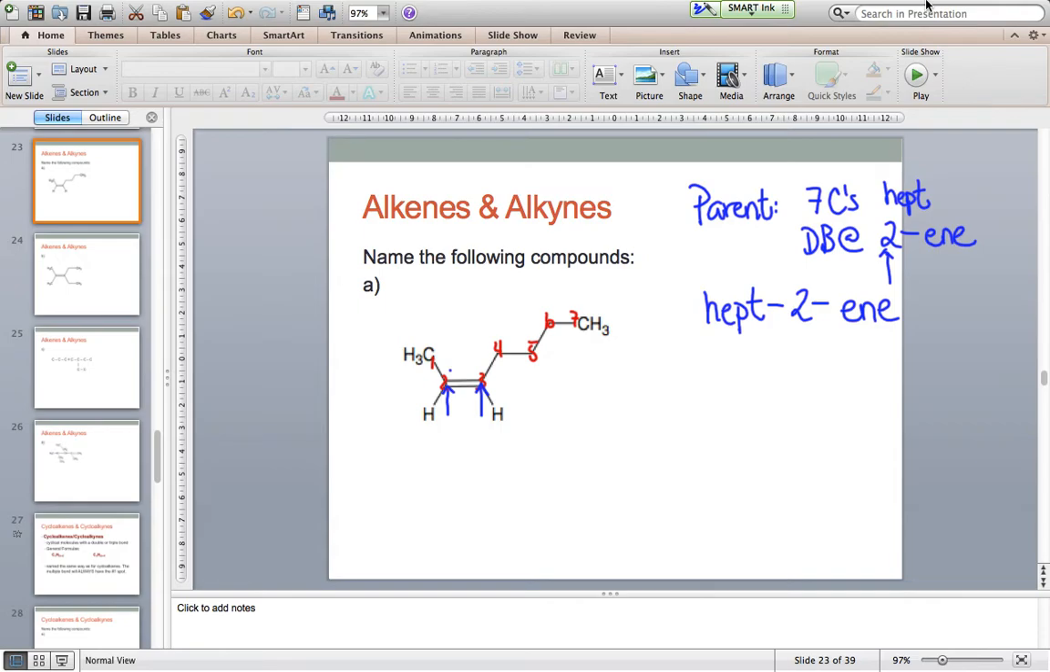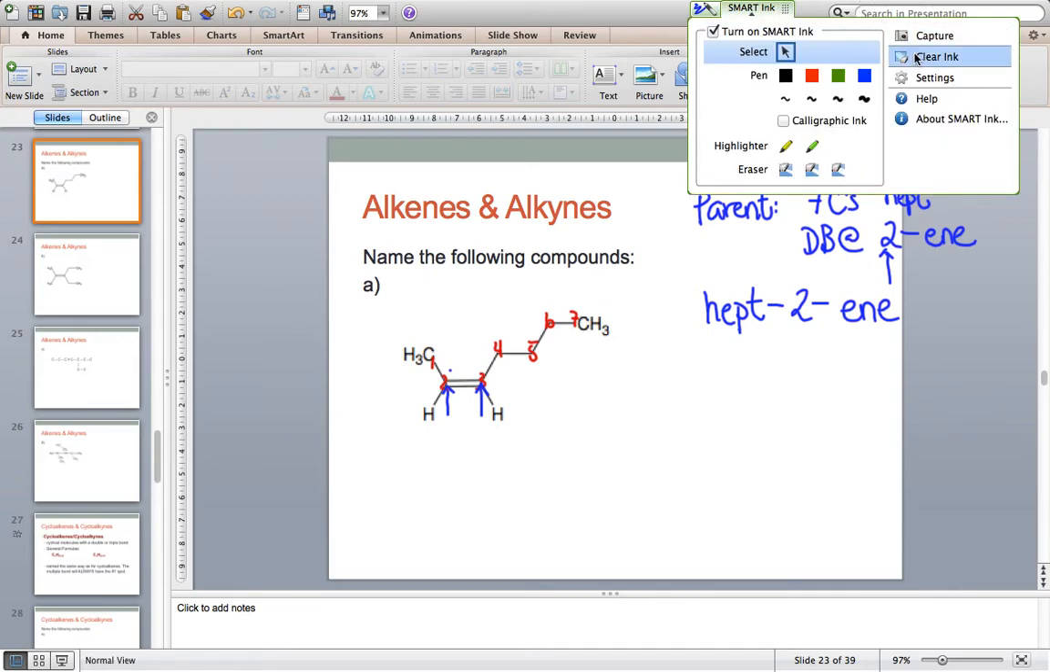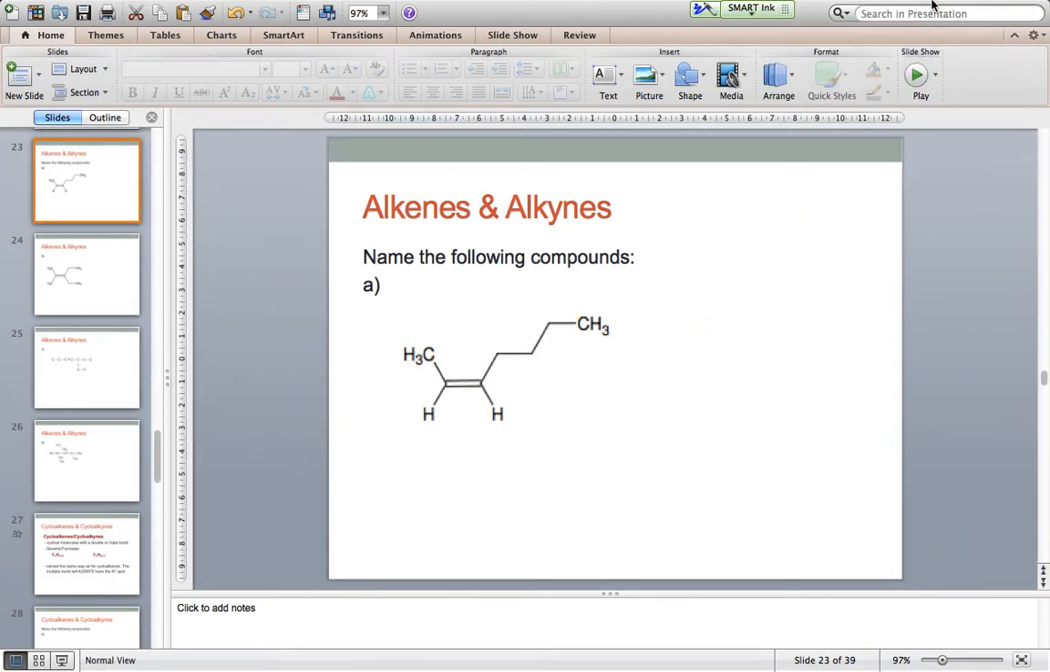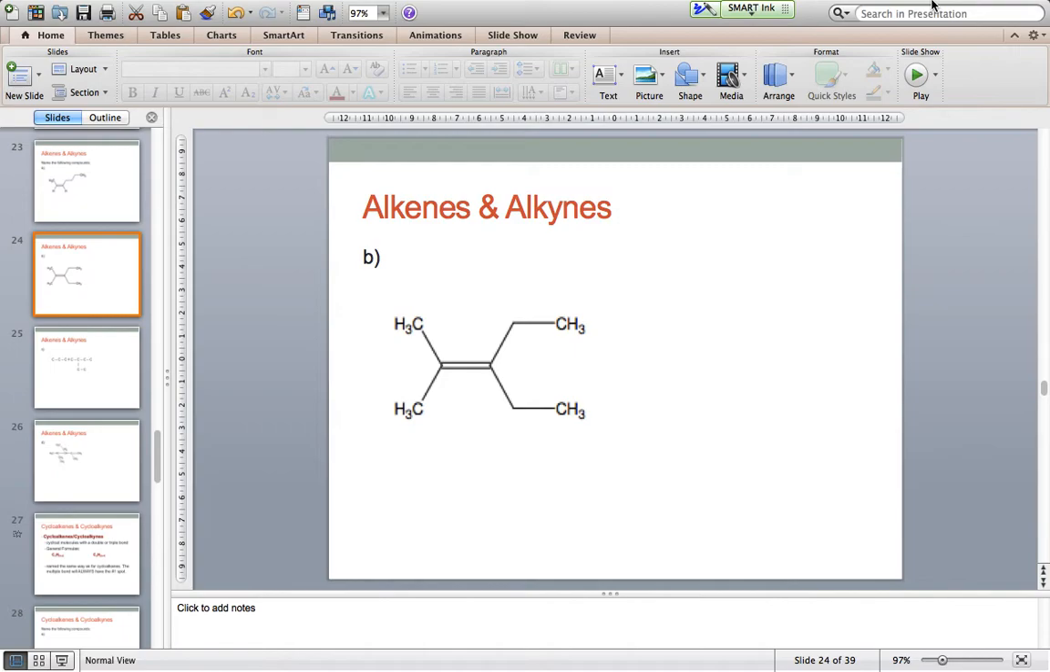Let's do a more complicated example. And really, the only way we complicate these things is by adding some branches. So here we have a wonderful structure that does have some branches, and our job is going to be to, first of all, identify the longest continuous chain. Now again, these CH3s are not branches. I don't know why they're there. They are either the ends of branches or the ends of a chain. So our job is, what is the longest continuous chain?